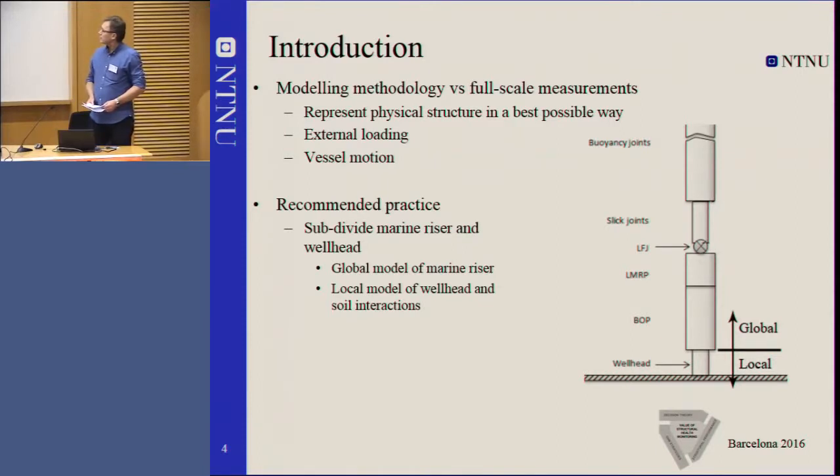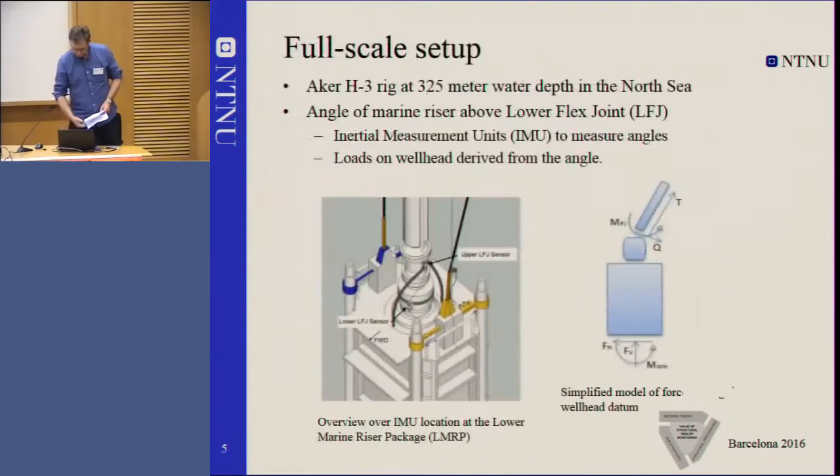So for the calculation models, you subdivide the marine riser and wellhead models. So you have a global model of the marine riser, then a local model of the wellhead and soil interaction to predict what's happening in this local area and the fatigue damage accumulation.